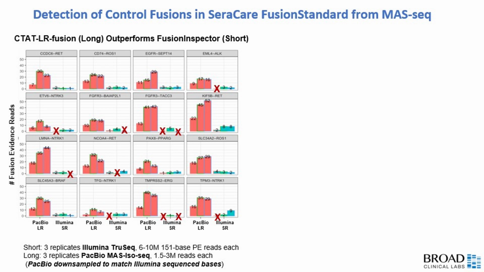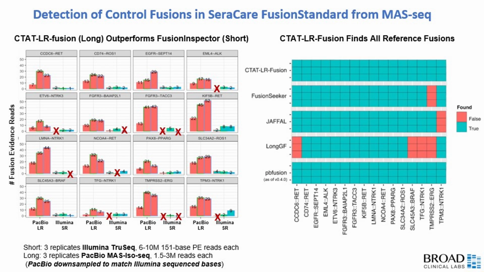Now, this is based on our CTAT-LR-fusion results and using FusionInspector, which is our short read tool for finding fusions here. If we compare CTAT-LR-fusion with the long reads to the other tools that are available for long reads, we find all these fusions in the CTAT sample, and PB Fusion, the latest version of PB Fusion, also found all the fusions, but the other tools failed to find at least one of these fusions, and that was consistent across replicates.